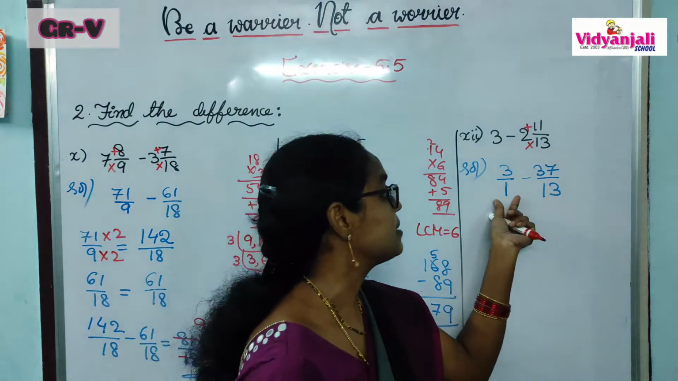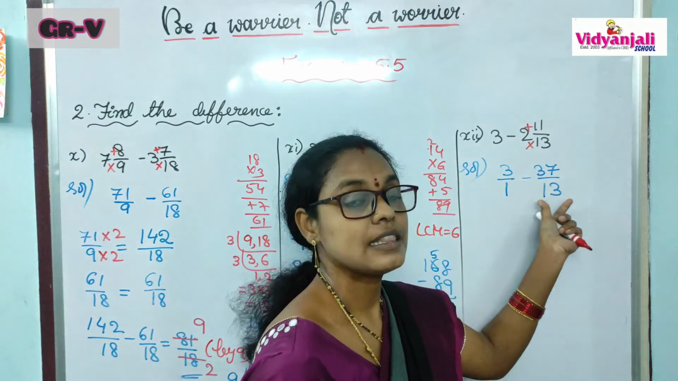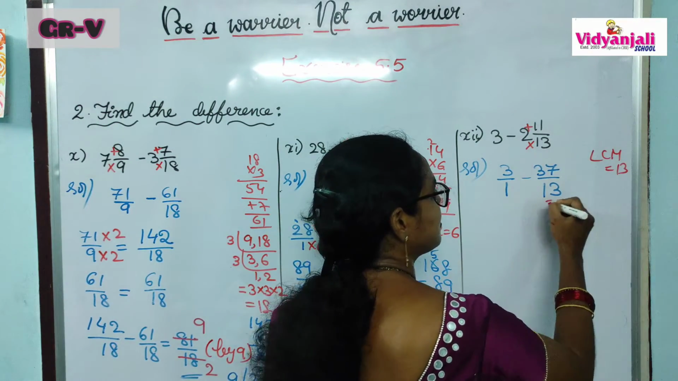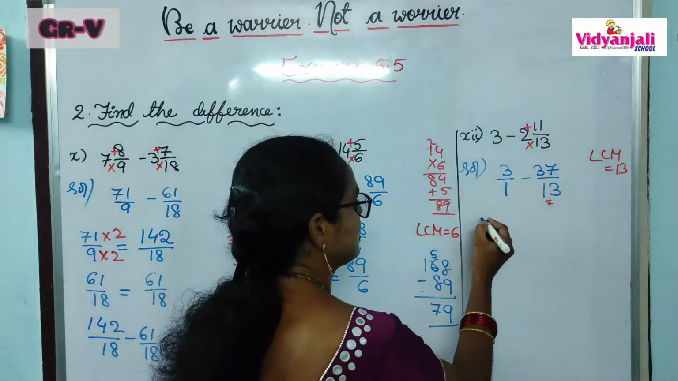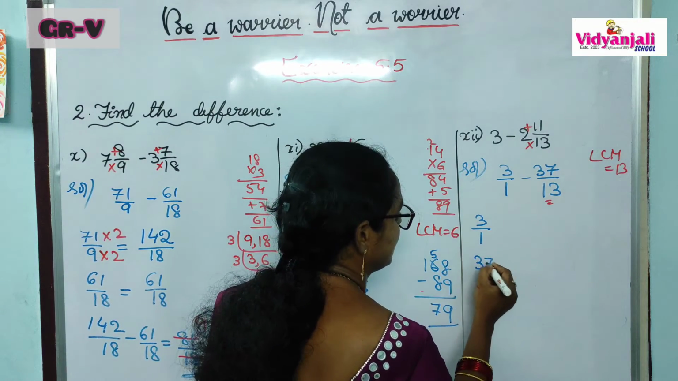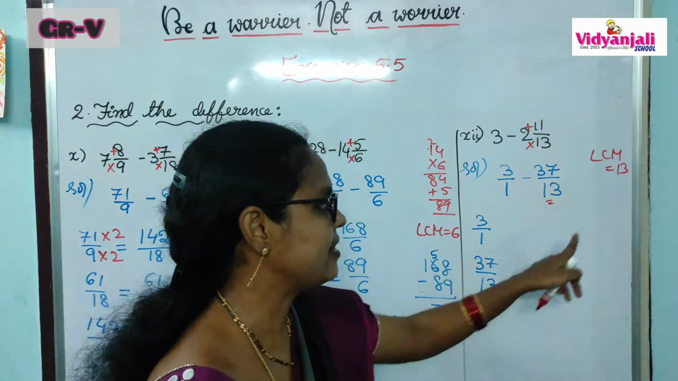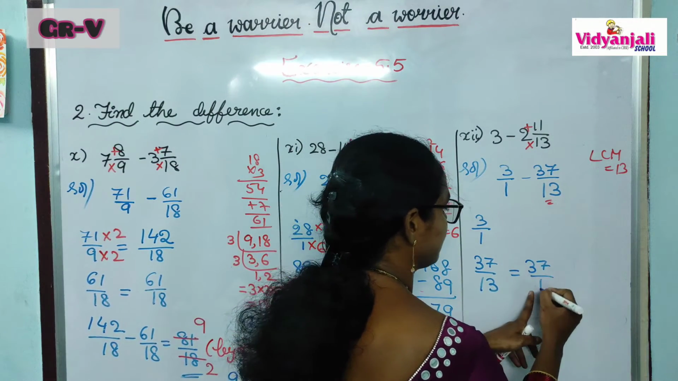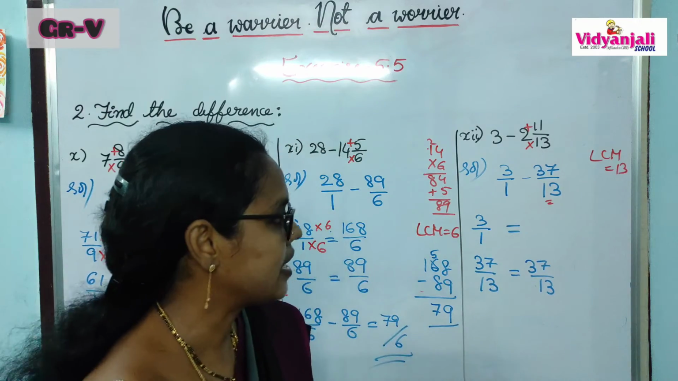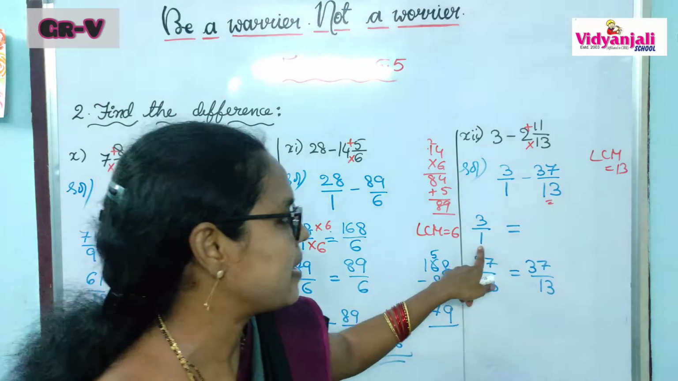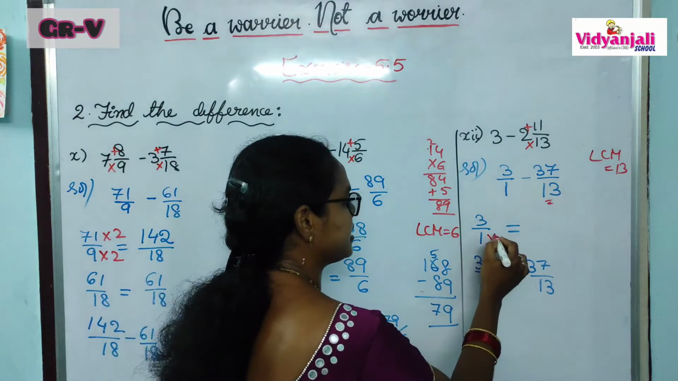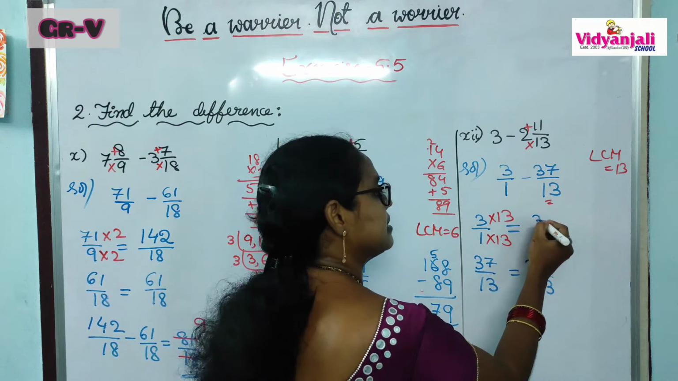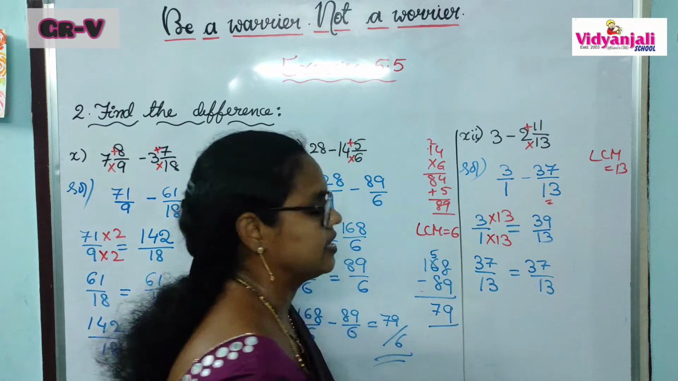Tell me children, what is the LCM of 1 and any number? The number itself, right? So, here LCM is 13 only. So, let's make them like, 3 by 1, 37 by 13. Here already we have 13 only. So, no need to multiply with anything. Write the same fraction here. And tell me now, 1 with which number we should multiply to make it 13? Into 13, right? Let's multiply. So, 3 13s are 39 by 13, right?